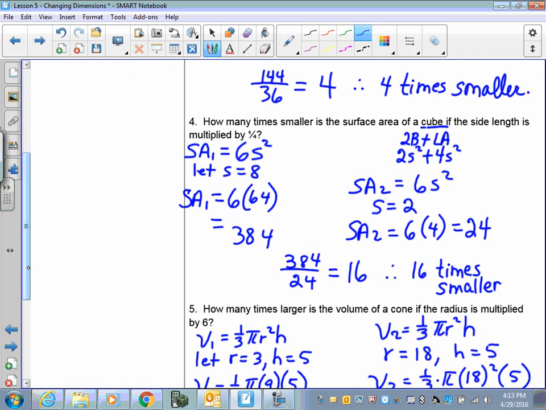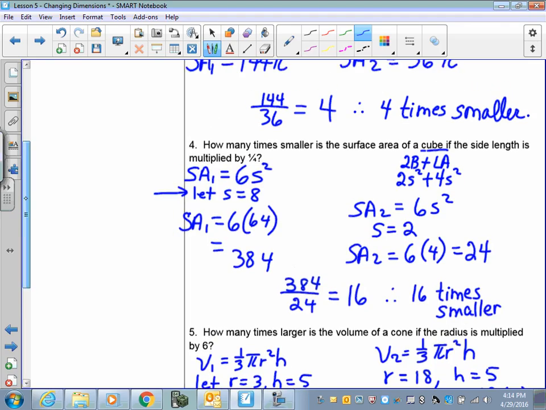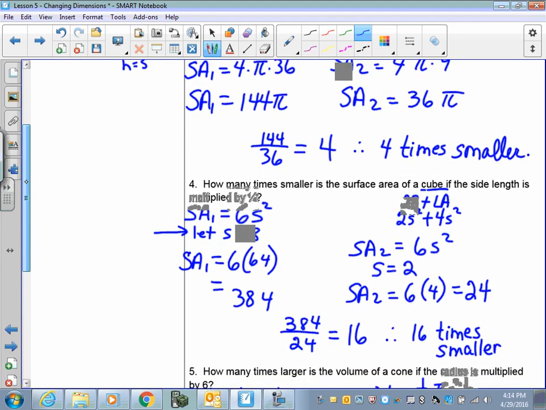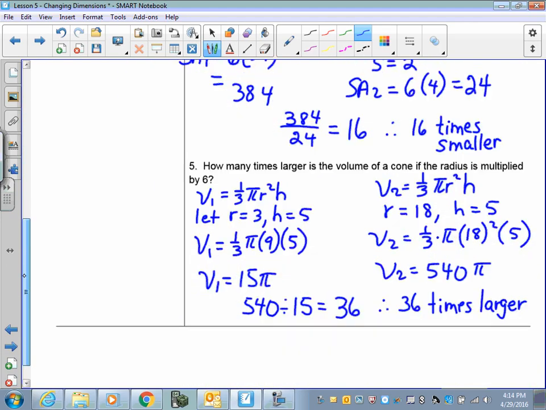All right, in number 4, I was going to make the side length of this new cube 1/4 as long. So once again, when I picked my side length, I wanted something that was divisible by 4, so I didn't have to have a fraction. And so there we go. That answer there is 16 times smaller. All right, so hopefully you did these and you're checking your answers.